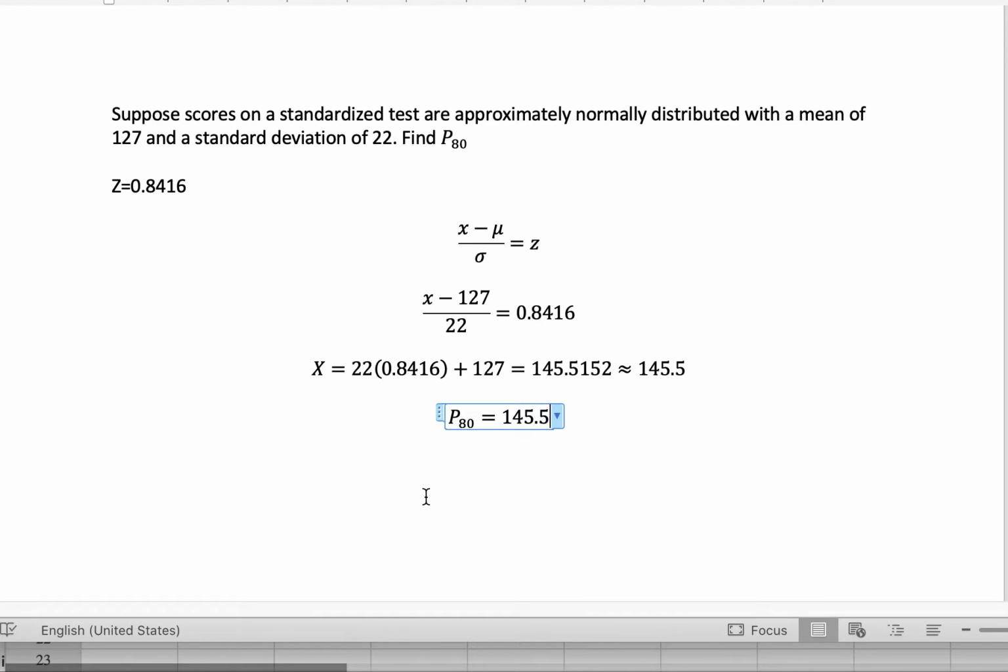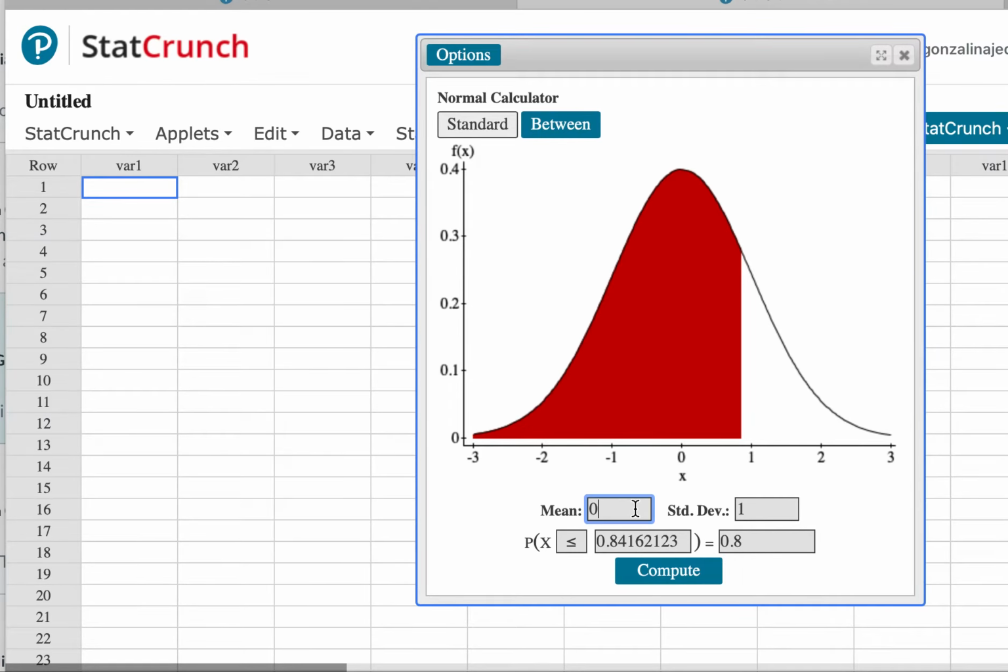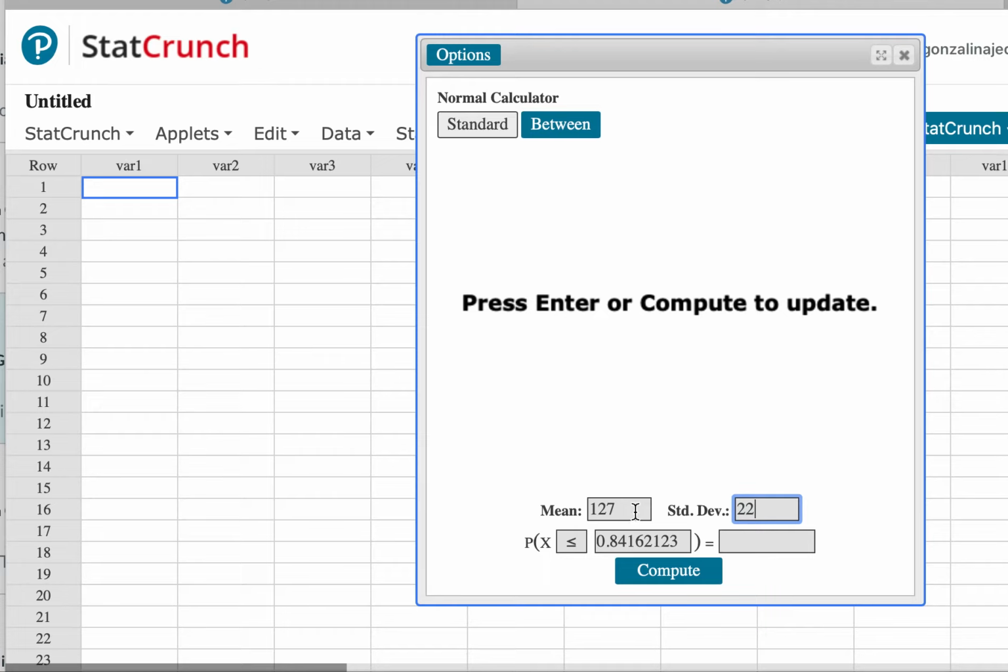So that was a slow way to do it. Let's do it a slightly faster way without having to use this conversion formula, because I think this was really heavily used before we had all these neat tools and calculators. So remember, we have a mean of 127 and a standard deviation of 22. So back in StatCrunch, I can change this to 127 and 22.